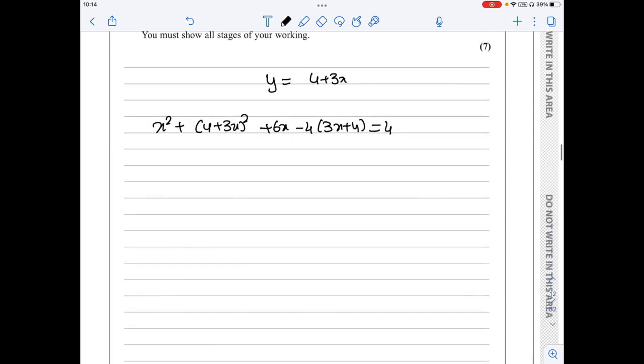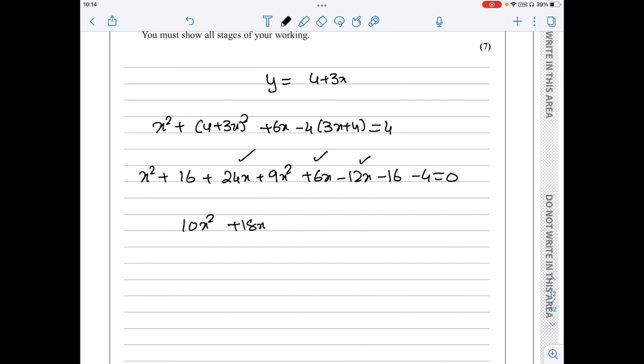So expand that one. We should be getting x squared plus 16 plus 24x plus 9x squared plus 6x minus 12x minus 16 minus 4 equals 0. So it becomes 10x squared. 24 plus 6 is 30. 30 minus 12 is nothing but what? 18x. 16 and 16 cancel. Minus 4 equals 0. Divide by 2. 5x squared plus 9x minus 2 equals 0.